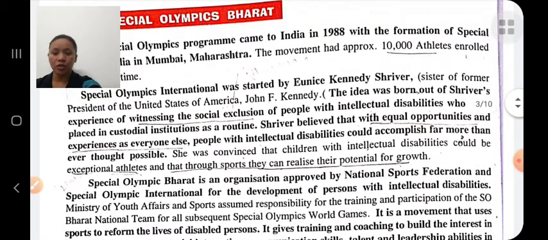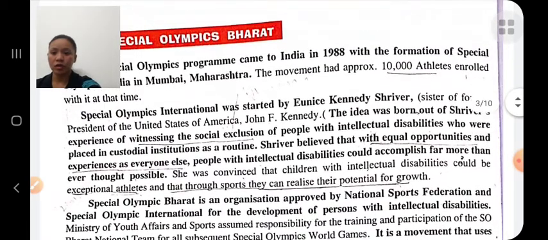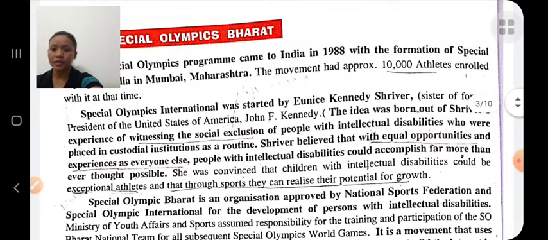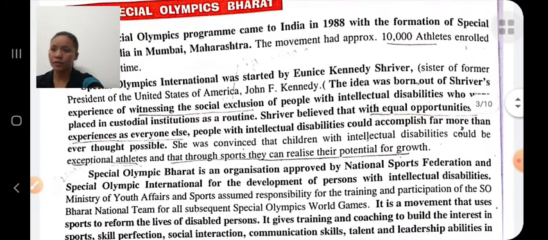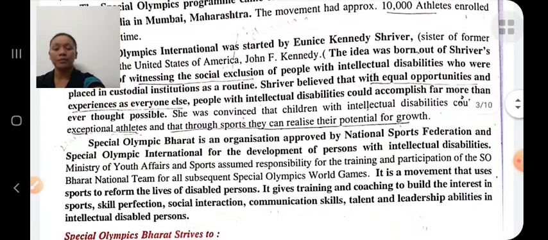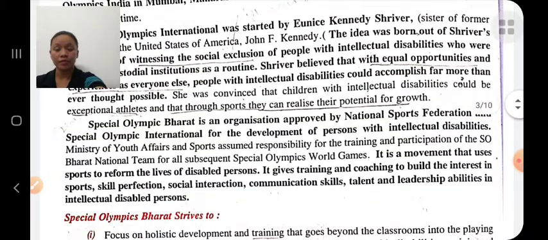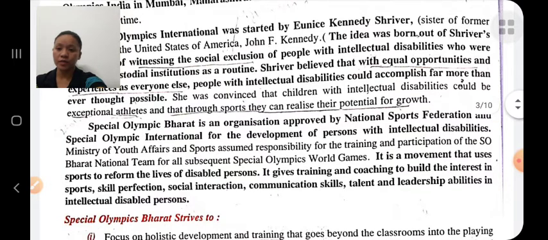Special Olympic International was started by Eunice Kennedy Shriver for persons with intellectual disability whose IQ level is low, and the first Special Olympic International World Games was held in Chicago.